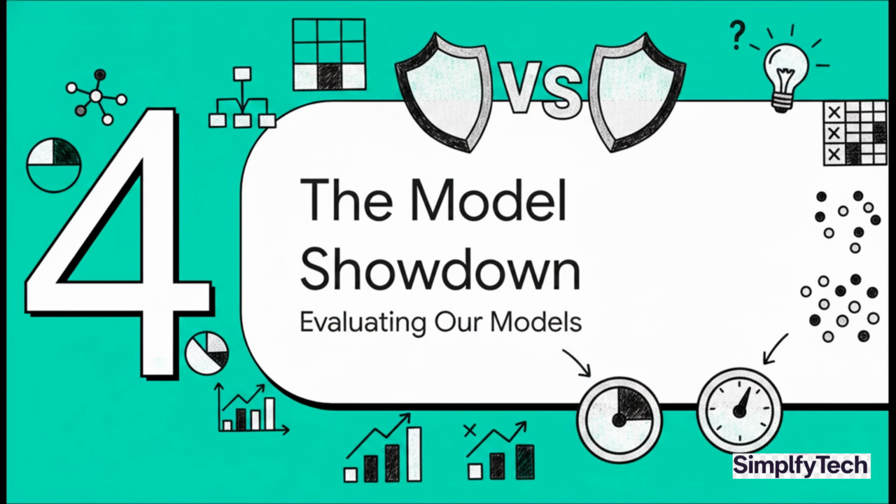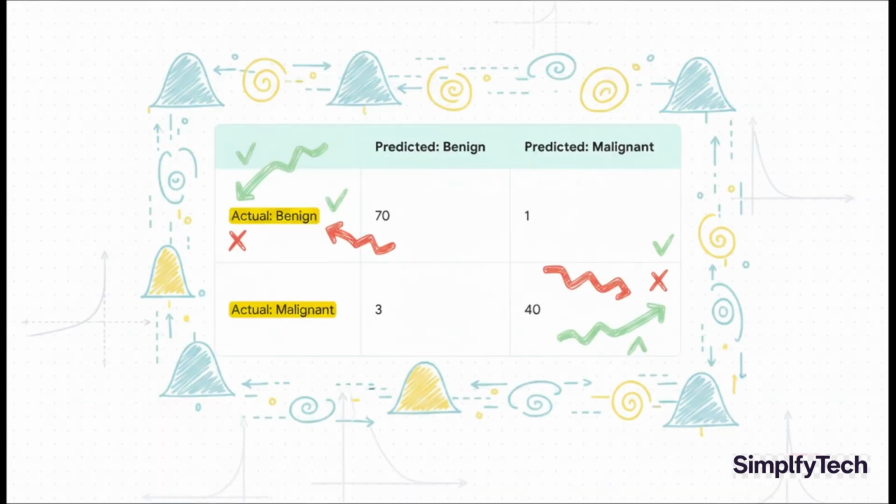So we've built 3 different models, but how good are they, really? Well, it's time for the showdown. We need to actually measure their performance with some hard numbers to see which one works best and maybe see where they're getting things wrong. This right here gives us a fantastic picture of our Gaussian model's performance. It's called a confusion matrix.